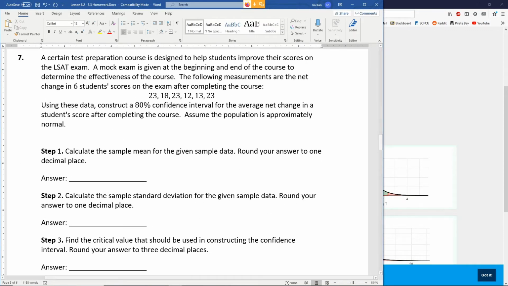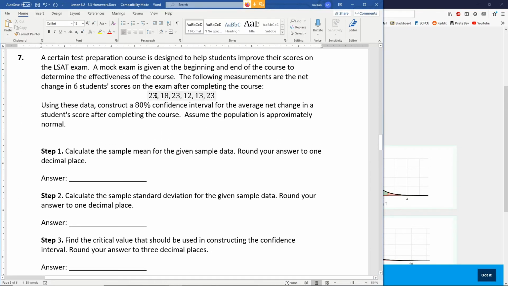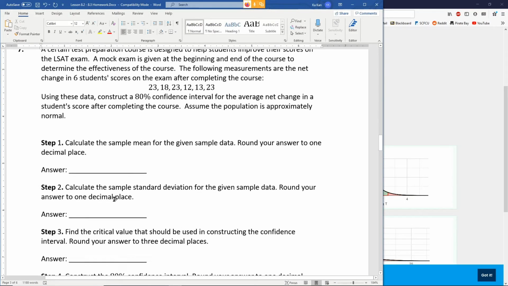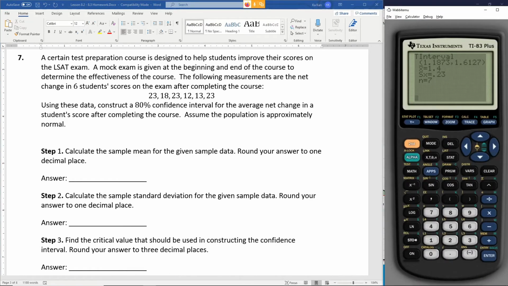Now, number 7. This one right here is the one with the raw data that we talk about. Now in here, you can use the website or the calculator. I'm gonna do the calculator first. So basically, you are given this data. These are the people with their test score on the exam.